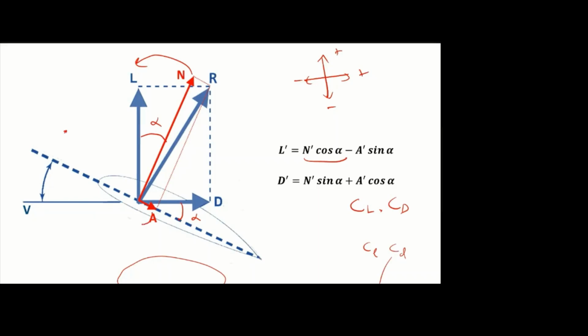Then A dash sin alpha, but it is downward, so it is negative. Okay, that's it. We found the L equation. Then similarly, we have to find the D dash equation. Is that clear? L dash equation. Yes, sir. Okay.